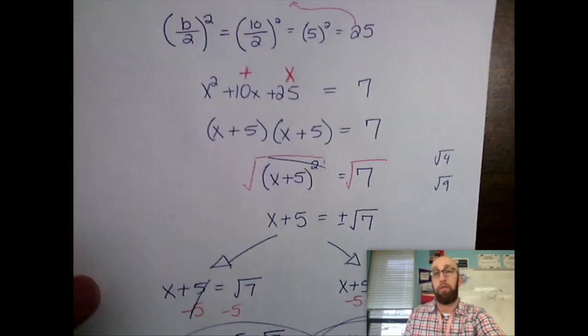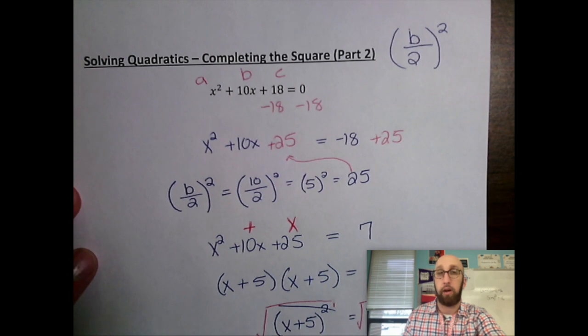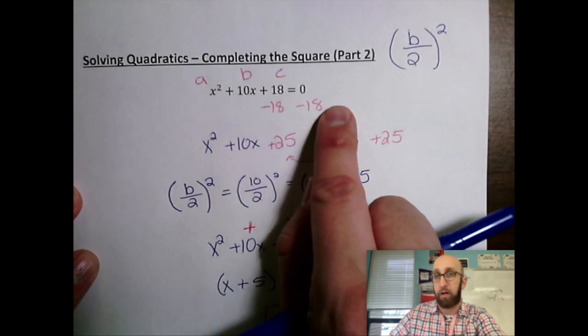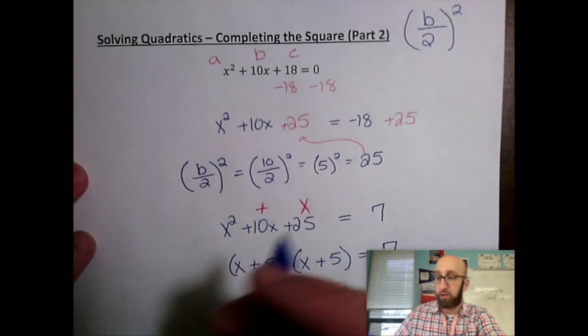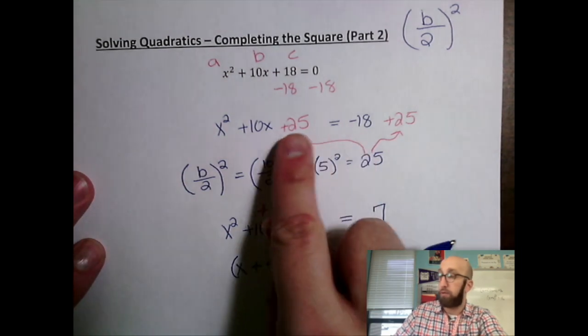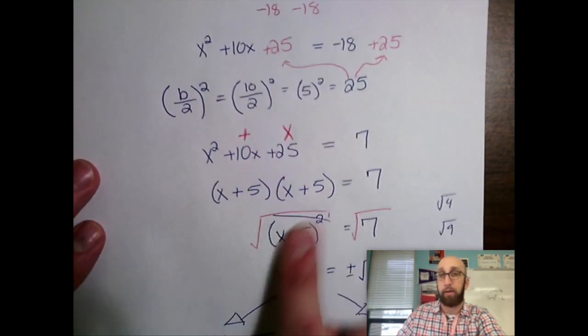Okay, so this is completing the square. It's all about moving that c piece across, and then b divided by 2 squared, making sure we do it on both sides, and then factoring and solving.